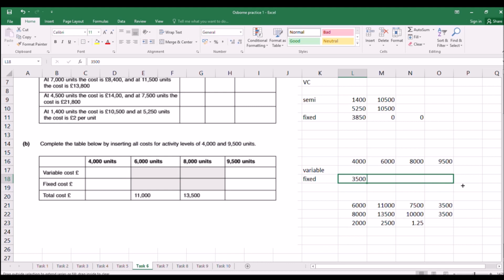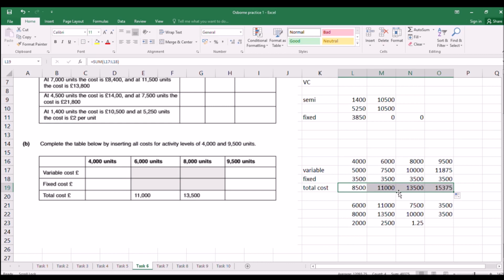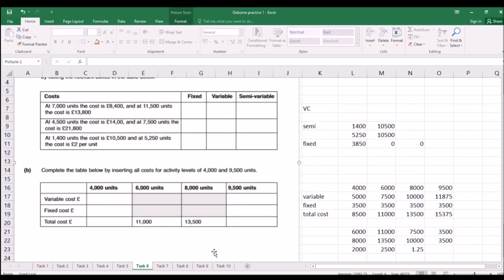and that's going to be the same cost units. And the variable cost then is going to be the units times the rate per unit. Okay, so 5,000 for 4,000 units, and 7,500 for 6,000 units, 10,000 for 8,000 units, and so on. And then we get our total cost down here, and we add those together. And see how that gives us a little check as well. That's how it all works out. A lot of checking and cross-checking going on there, so we definitely know that was the right answer.